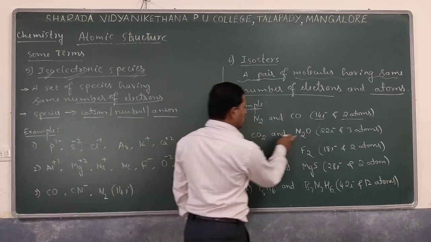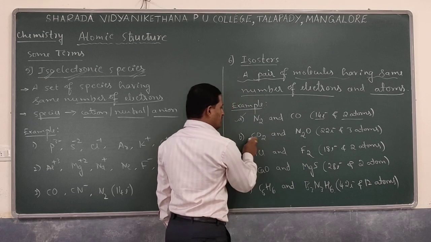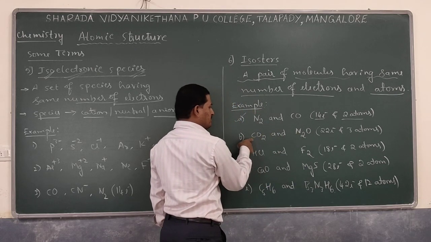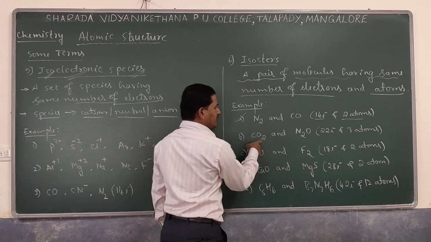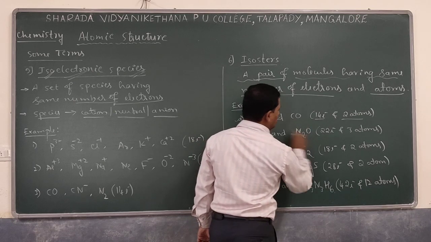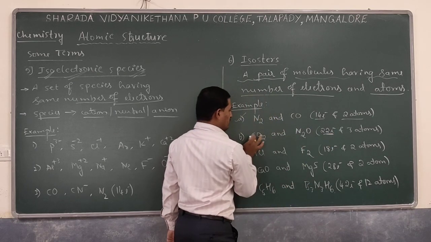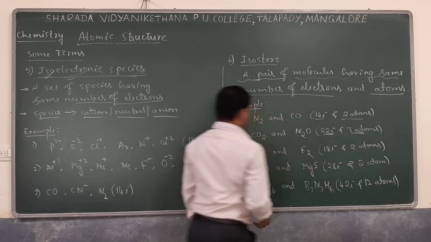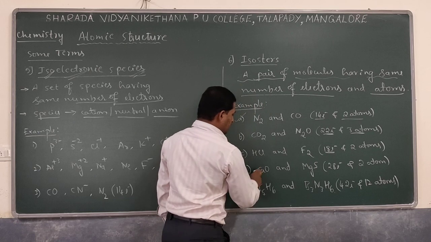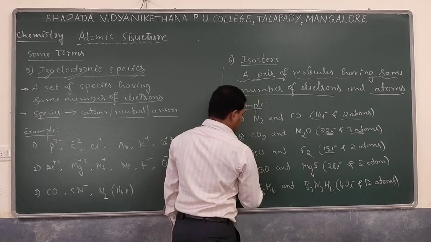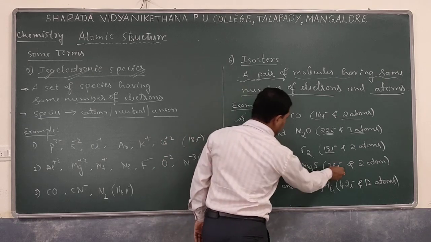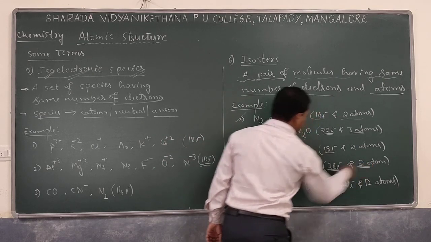Similarly, carbon dioxide and dinitrogen monoxide. The total number of electrons present: carbon's atomic number is 6, so 6 plus 8 plus 8 is 22. Similarly, here also 7 plus 7 plus 8 equals 22, 22 electrons. Magnesium sulfate is also 28, 28 and 2 atoms present.